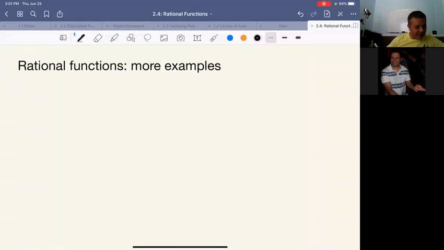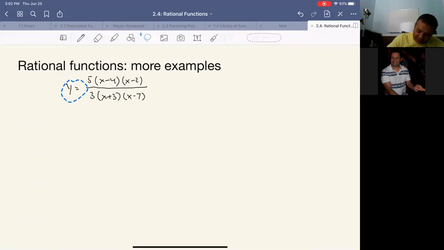Okay, let's go ahead and take y equals 5 times (x minus 4) times (x minus 2), divided by 3 times (x plus 3) times (x minus 7). So what we're going to do here, we're going to look at a couple things. So let's first just talk about the end behavior.